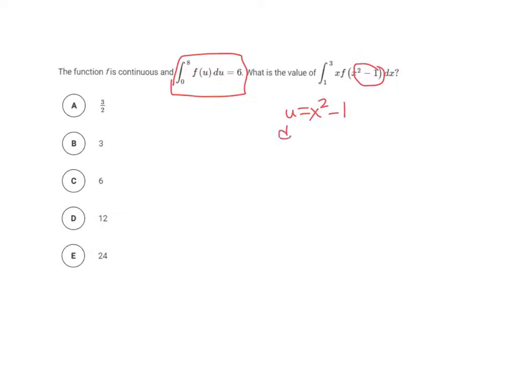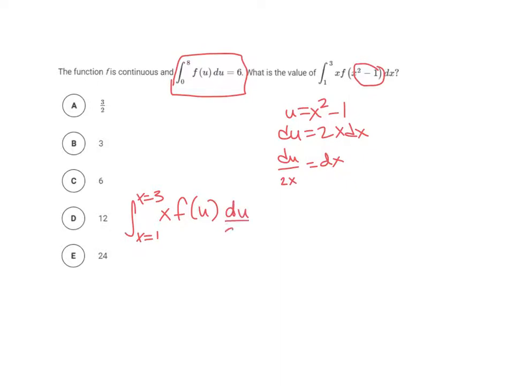So we're going to end up getting du equals 2x dx, which gives me du over 2x is equal to dx. So I'm going to go ahead and rewrite my integral, keeping in mind that that 1 and that 3 are x values. So I end up getting x times f of u. I'm going to replace my du, or my dx, with du over 2x. So those x's are going to cancel out.